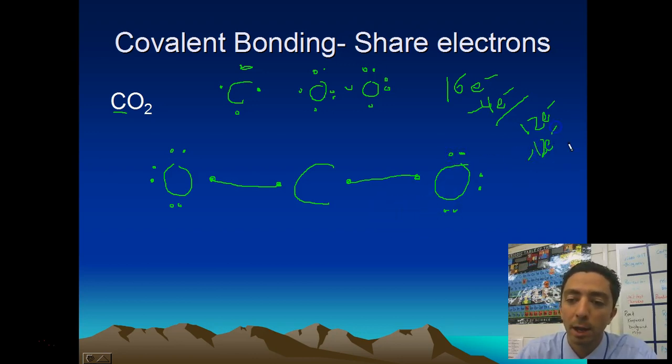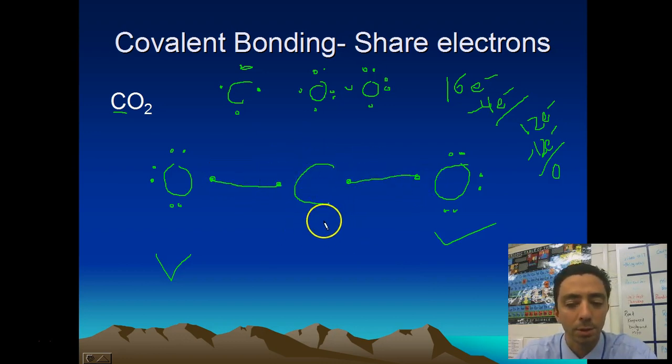And so now we need to check, are all the atoms happy? Well, oxygen on the left here is pretty happy. 1, 2, 3, 4, 5, 6, 7, 8 electrons around it. So oxygen's good. 1, 2, 3, 4, 5, 6, 7, 8. This one is satisfied as well. The problem here is carbon. Carbon only has 1, 2, 3, 4 electrons. So it's not going to be satisfied right now.